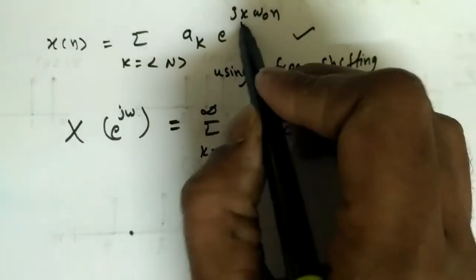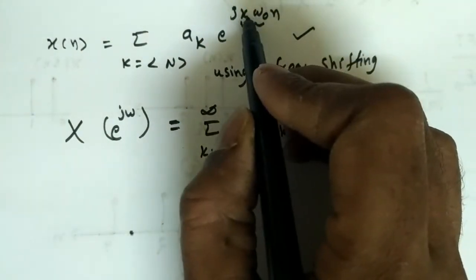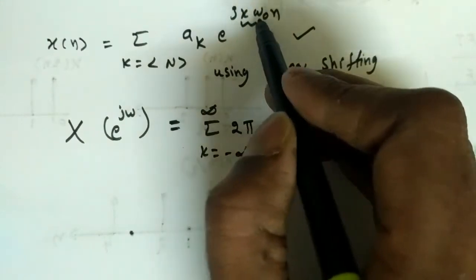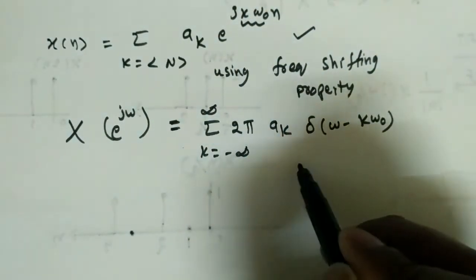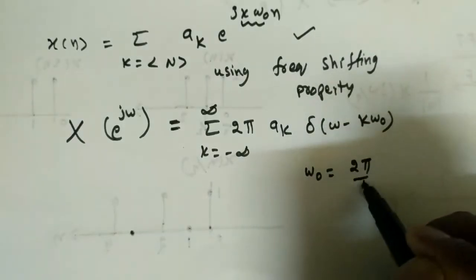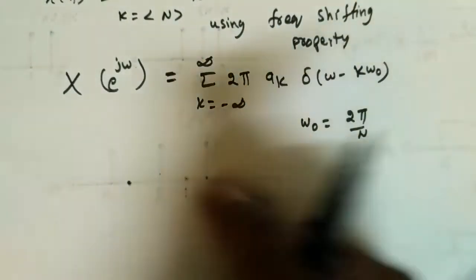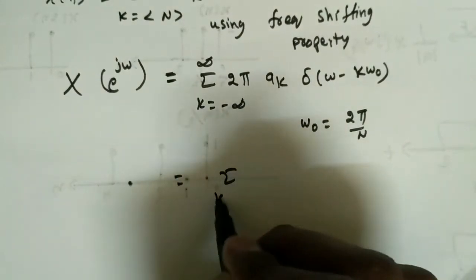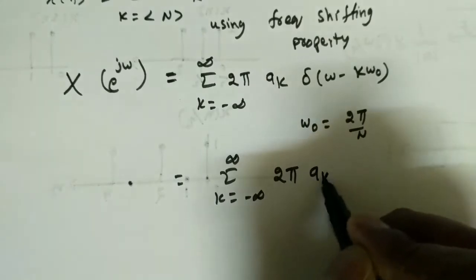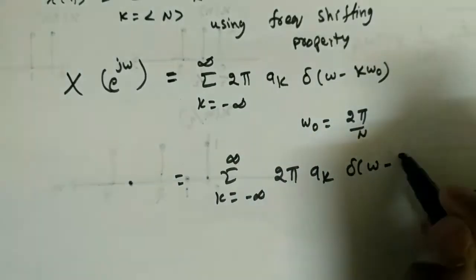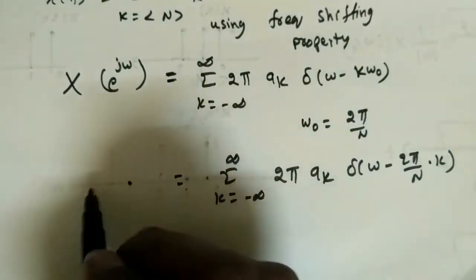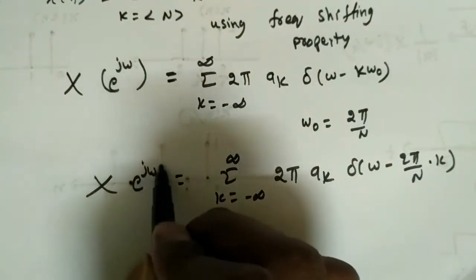Whatever the frequency shifting is, if it were omega naught, we would get omega minus omega naught, but it is now k times omega naught. But what is omega naught? Omega naught is equal to 2 pi by n. So this is a periodic signal, and it can be represented as sigma k equal to minus infinity to infinity 2 pi into ak delta omega minus 2 pi by n into k. This is also the Fourier transform, right?